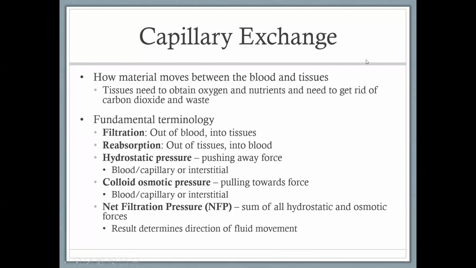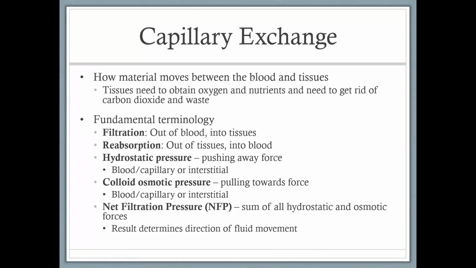Okay, class, this is going to be a short video on capillary exchange. This is one of the topics that, while not necessarily the most important concept out of chapter 20, there's definitely a lot in chapter 20. It's one of the ones that can be most complicated, but hopefully after this video, you'll see that it's pretty straightforward, and it really is a fascinating physiological concept.